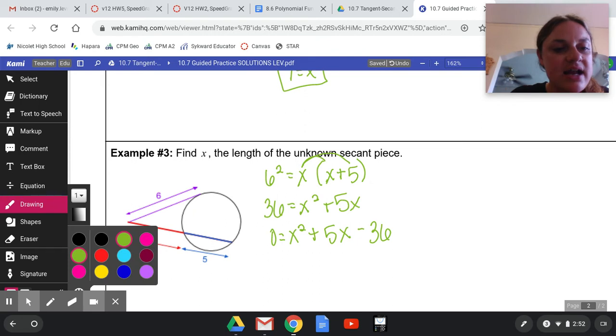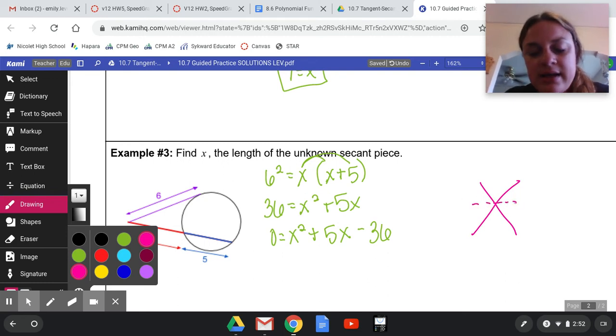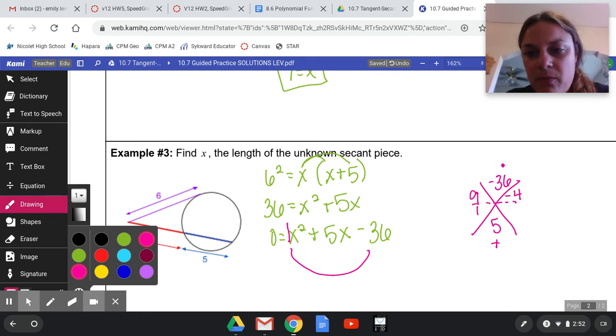Okay, off to the side, I need to factor this. So I do my little x, multiply these outside two parts. So 1, because there's an imaginary 1 here, times negative 36 gives me negative 36. And then on the bottom goes 5. What two numbers multiply to negative 36 and add to 5? Well, that will have to be a positive 9 and a negative 4. Dividing by 1, I get 9. Divide by 1 here, I get negative 4.